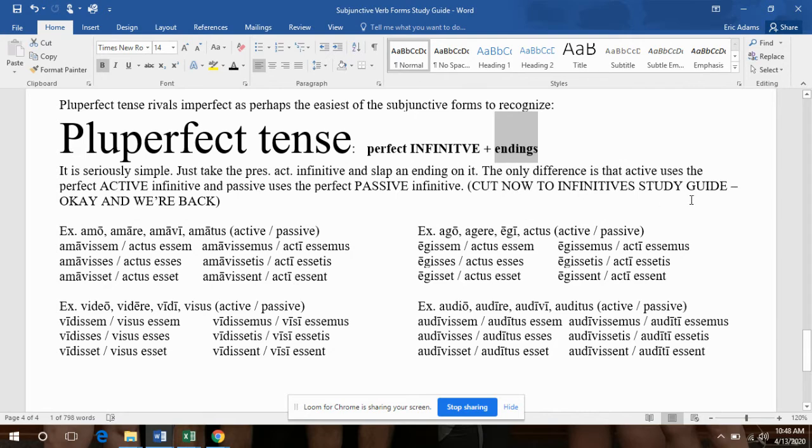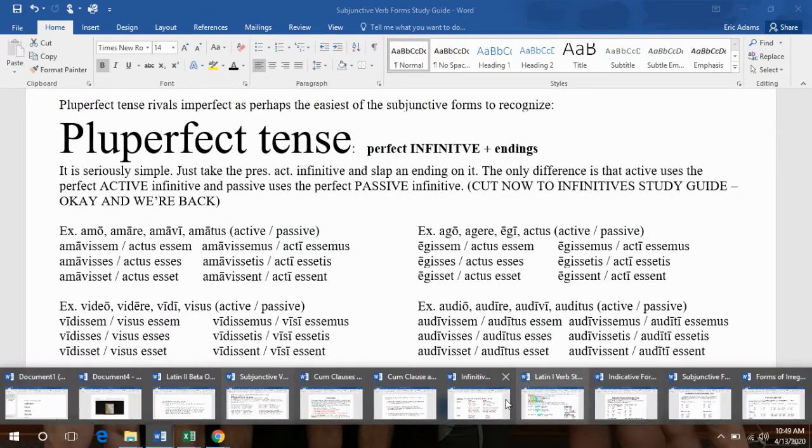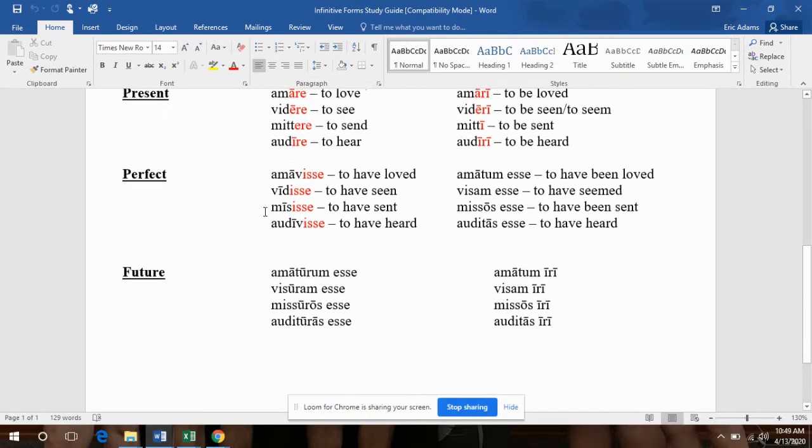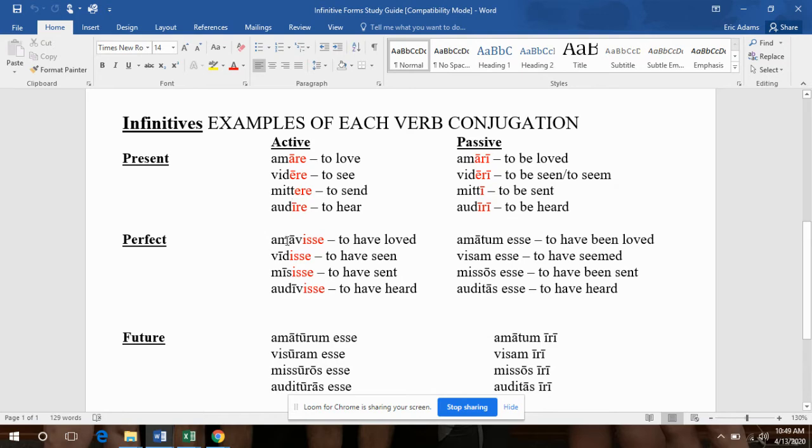So we're going to cut now back to the infinitive study guide to look and see what the difference between the perfect active infinitive will look like versus the perfect passive. So going back to the infinitive study guide, remember that the active is going to look like the following: -isse, amavisse, vidisse, misisse, audivisse. And if we wanted a pluperfect active subjunctive, all we would have to do is put on the end of it m, s, t, mus, tis, nt.